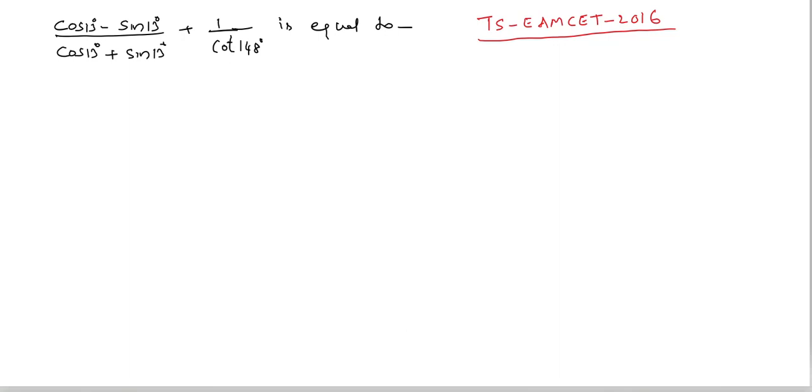Cos 13 degrees minus sin 13 degrees by cos 13 degrees plus sin 13 degrees plus 1 by cot 148 degrees is equal to dash. This is TSMCET 2016 question.